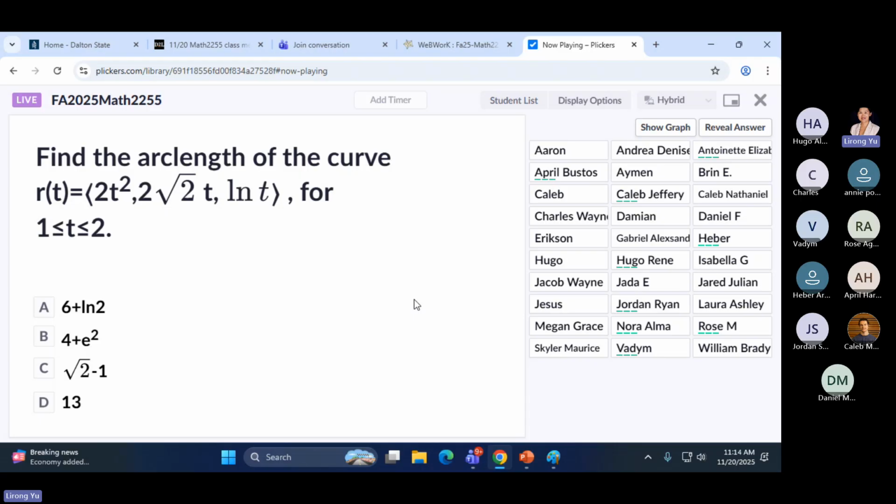Okay. Let me turn on the scanner. This is one of the questions that was on the homework. So if you did the homework, you might actually have notes. See how many of us still remember how to do it. Kind of like an extended version of the Pythagorean theorem.